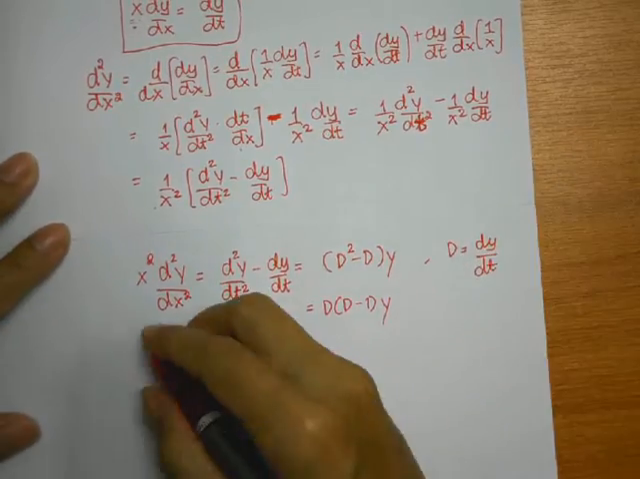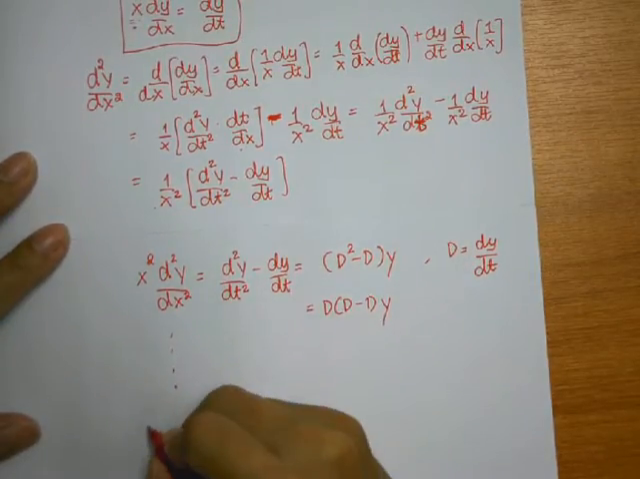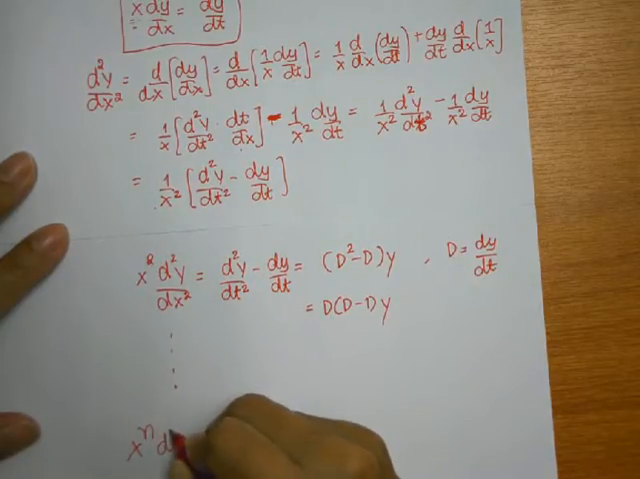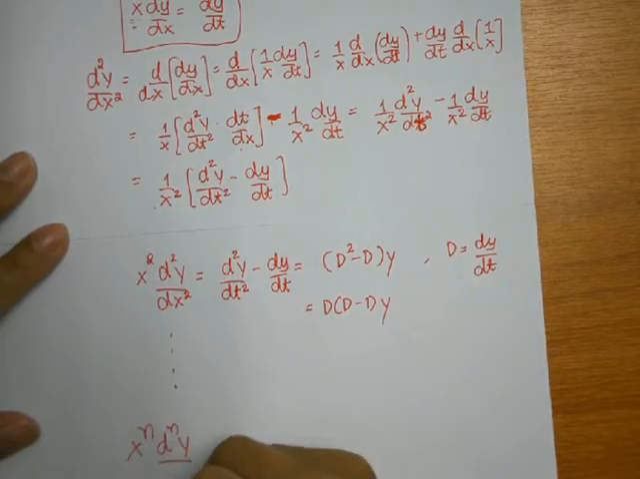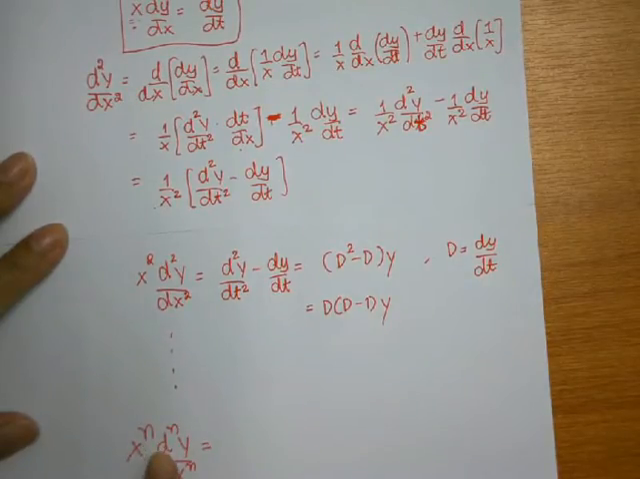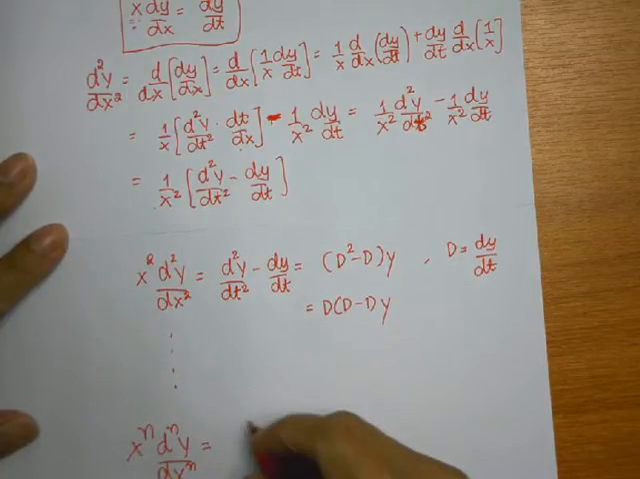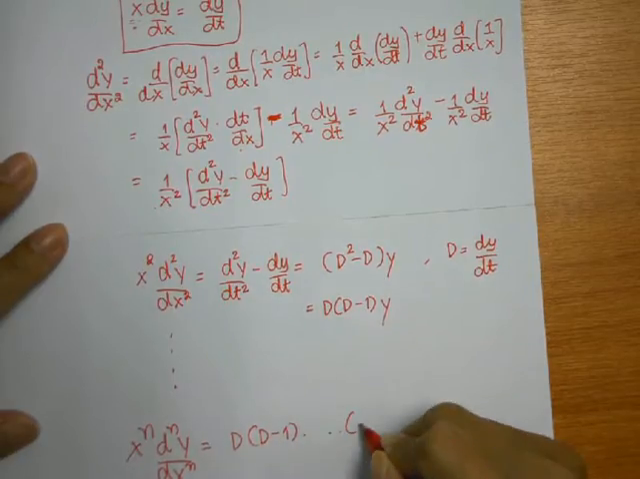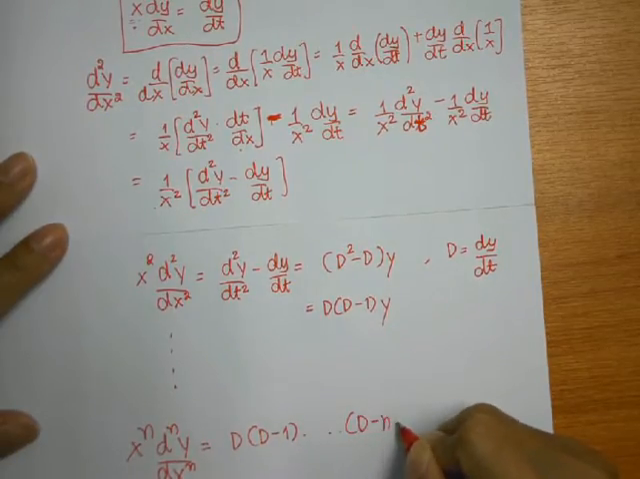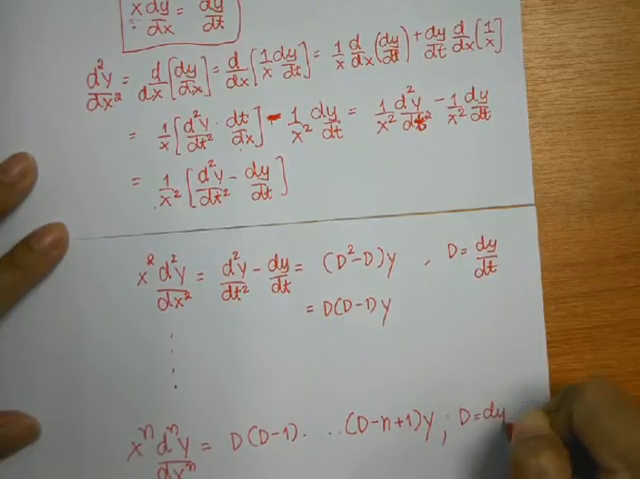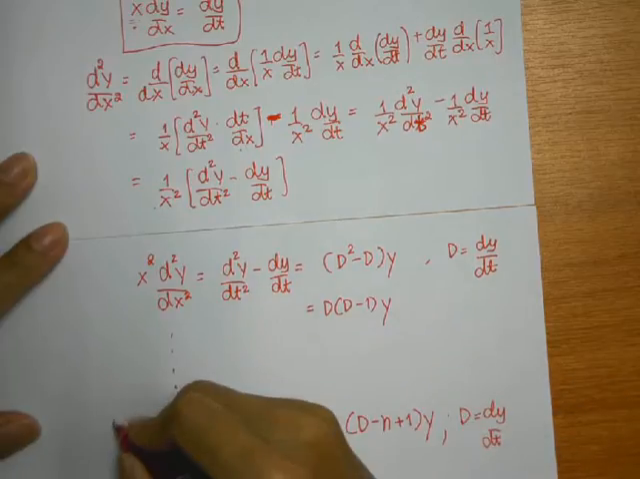So if we do another derivative, I would say it in terms of the general meaning of x to the power n times the nth derivative of y by x. It would be equal to D times D minus 1 times until the term of D minus n plus 1 y, where our D is equal to dy by dt. Now we are going to use this.